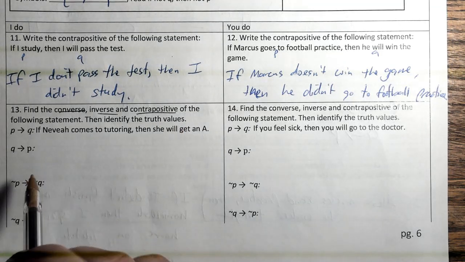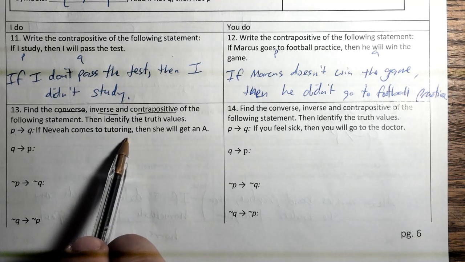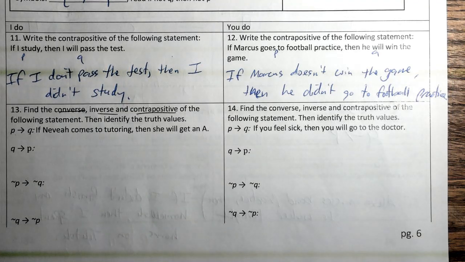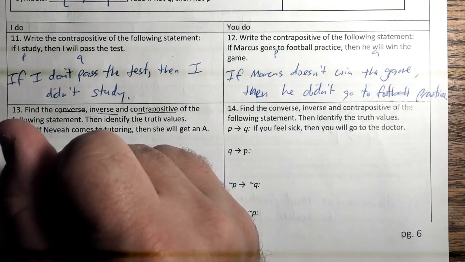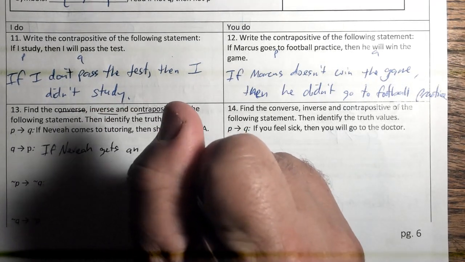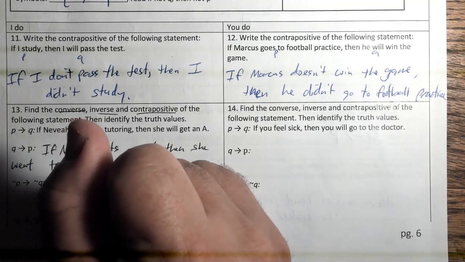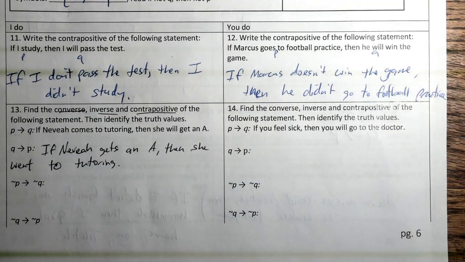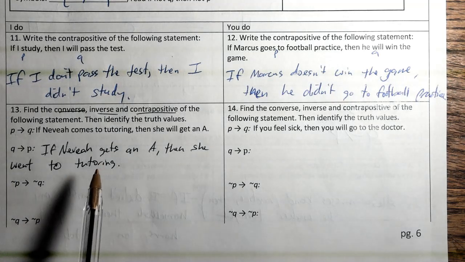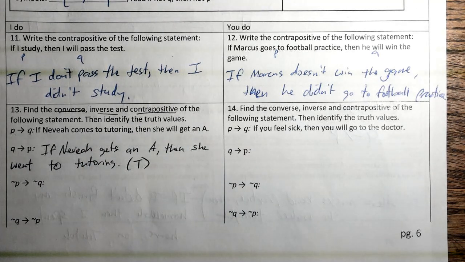So let's see. So if P then Q is if Nevaeh comes to tutoring, then she will get an A. So if you're going to go Q then P, it would be if Nevaeh gets an A, then she went to tutoring. All right, so for this, it has to be both. Actually, that's for the little up arrow. But so if she gets an A, then she went to tutoring. This is going to be true because these were both. We didn't negate either one.